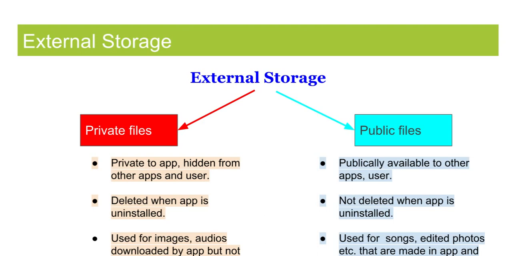And public files: if we store files publicly, these are available to the user as well as other apps. Private files get deleted when the app is uninstalled, but public files are available even when the app is uninstalled. Private files are generally used for storing images, audios, and other data downloaded by the app, but not useful outside the app. Take the example of product images in a shopping app. Product images are not very useful outside the app, and they should not be available to other apps because of the confidential content.